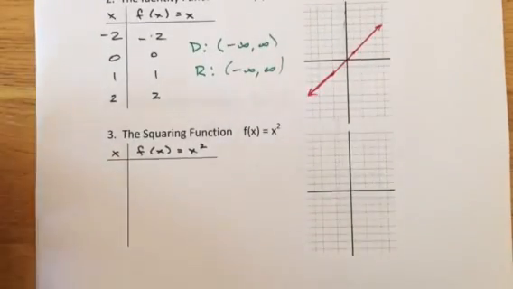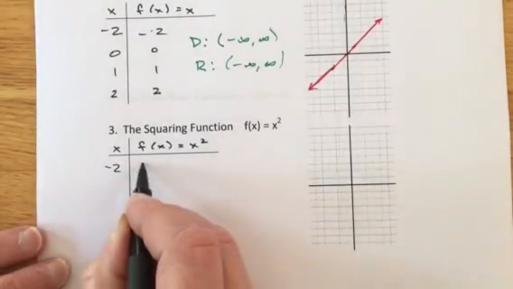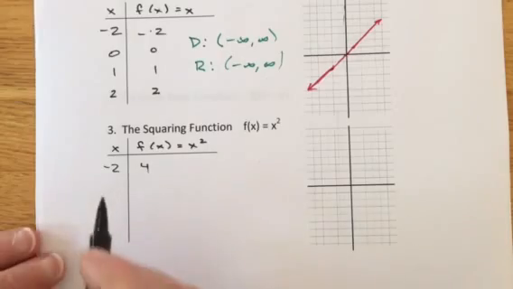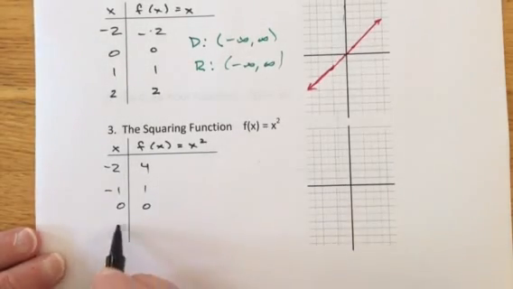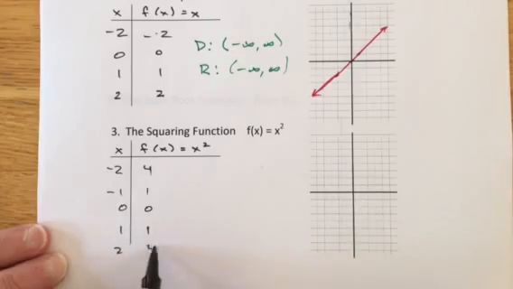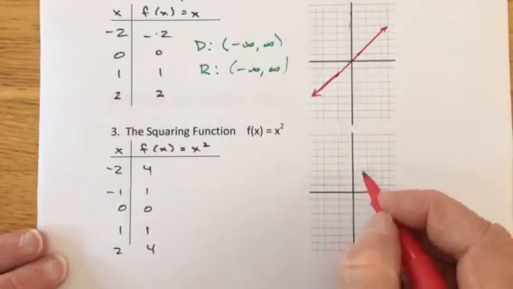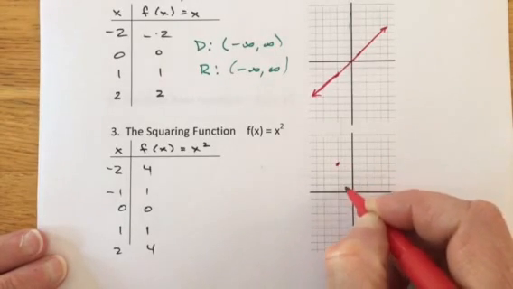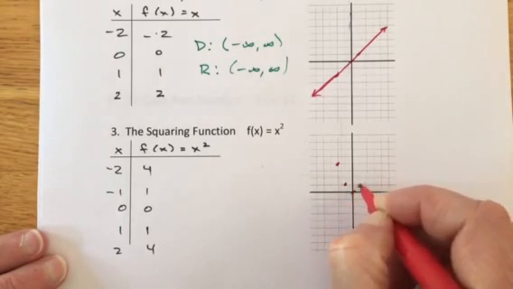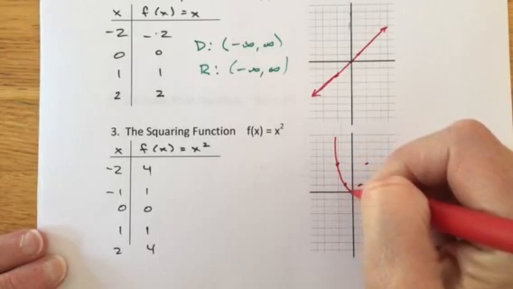And then the last one on this first page is the squaring function. Fairly simple to calculate. You're just going to square the input. So -2, quantity squared becomes +4. -1 is 1. Plug in 0, you get 0, and so on. So you just run through a few points. You should know, because this is a quadratic, it should graph to be a parabola. So you have the point -2, 4, -1, 1, and so on. And you see the shape of that parabola being formed.